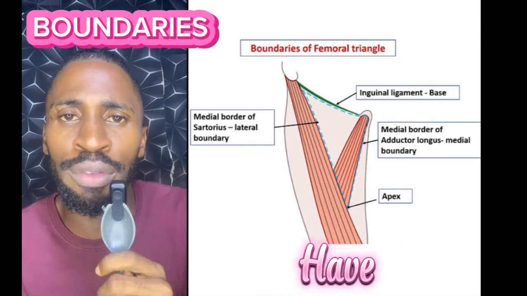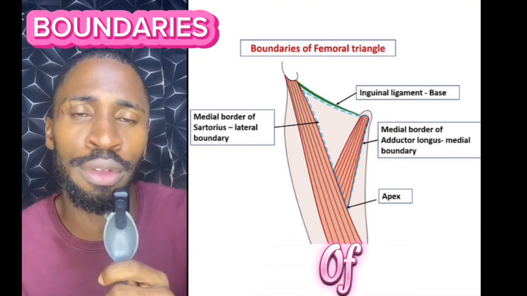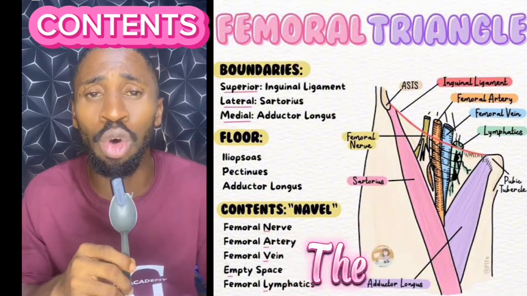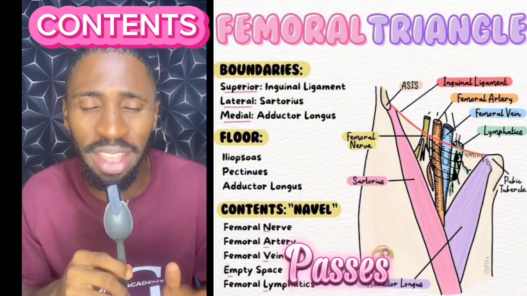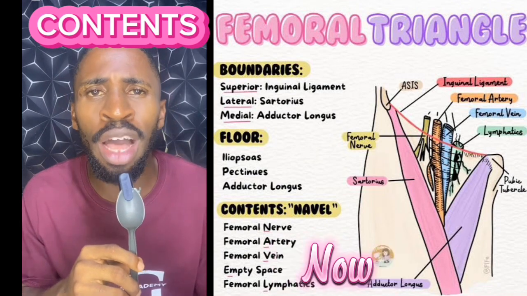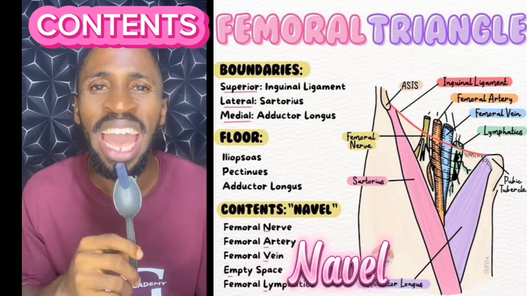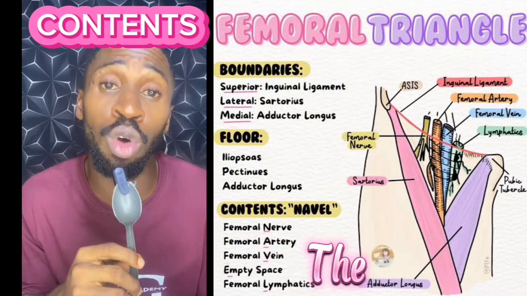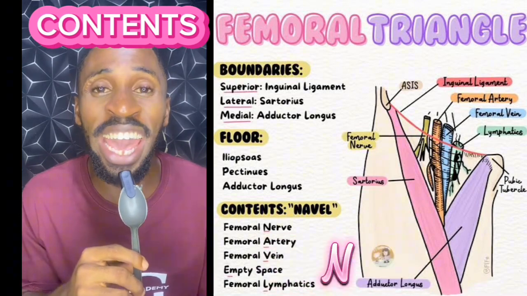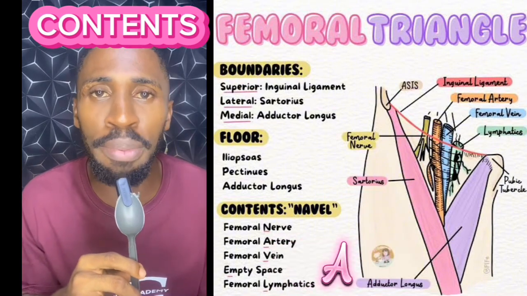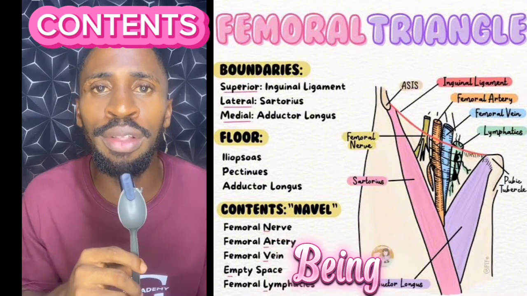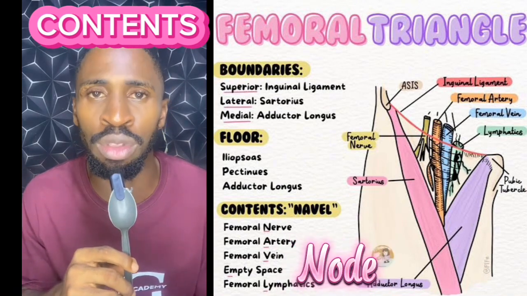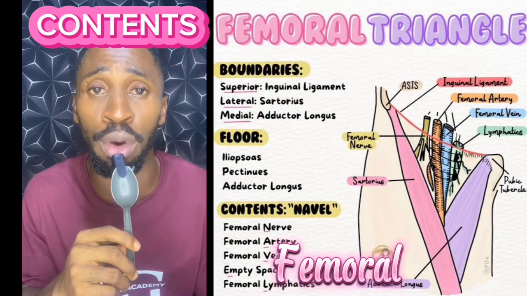Now, since we have discussed all this part, let us go to the content of the femoral triangle. What is the content of the femoral triangle? What passes through the femoral triangle? Now, use the mnemonic NAVeL. When you remember NAVeL, you remember the content of the femoral triangle. N being femoral nerve, A being femoral artery, V being femoral vein. There is an empty space before L, which is the lymph node, the femoral lymph nodes around the femoral artery.